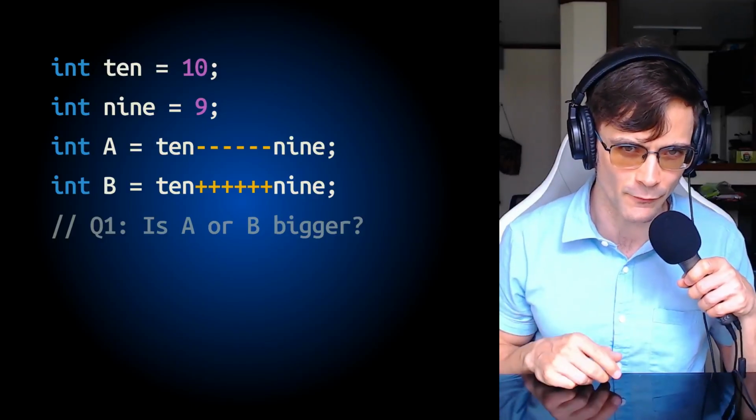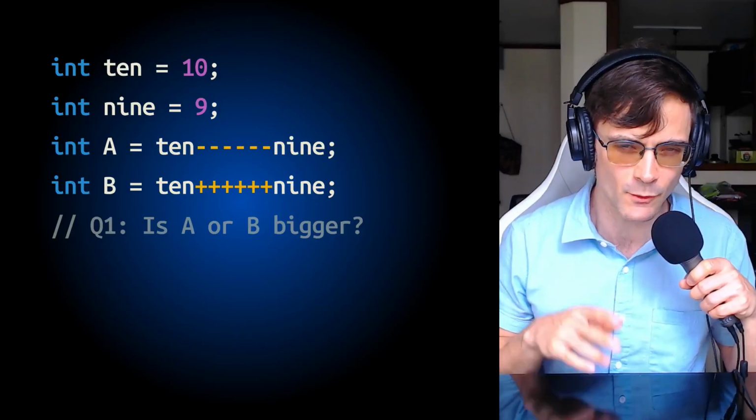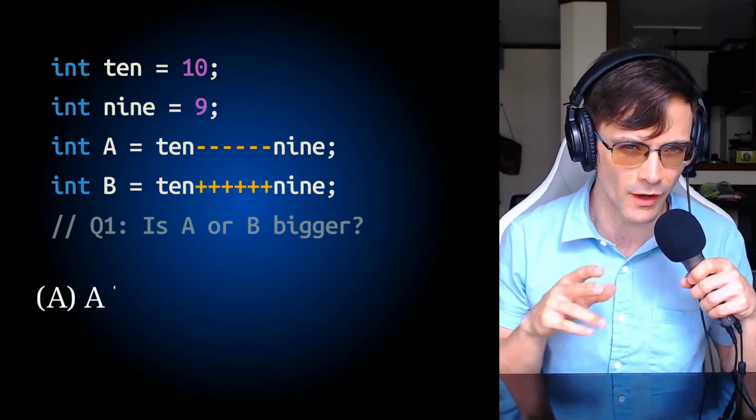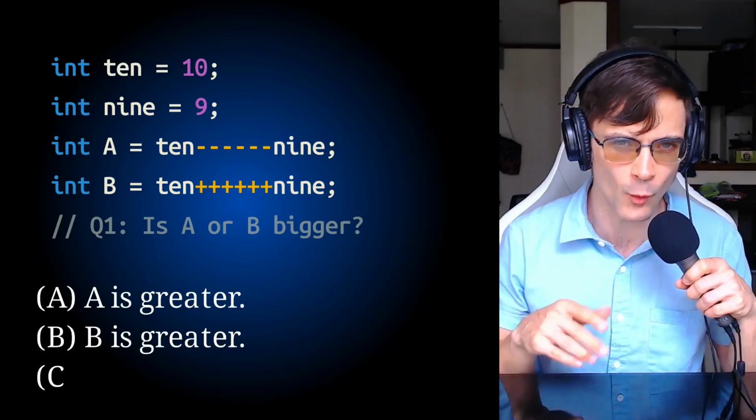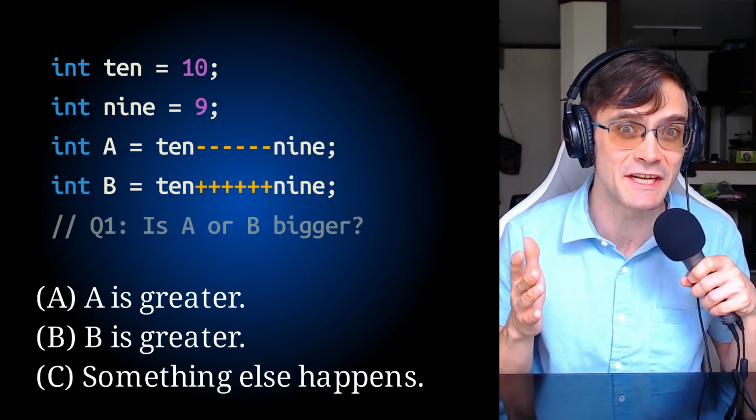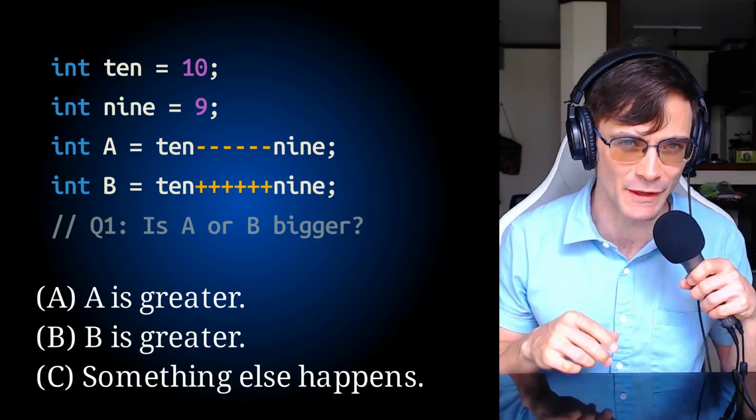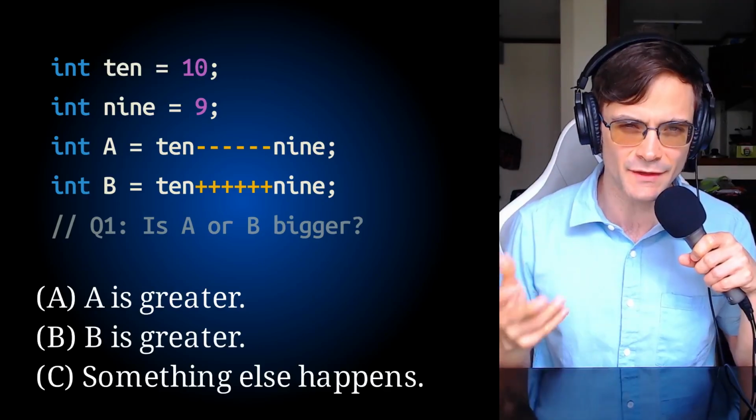Here's a quick coding riddle for you. If I compile and run this, which of the following is going to happen? Will A be greater? Will B be greater? Or will I see something else entirely? I'll give you the answer in 3, 2, 1. So the answer is going to be C.